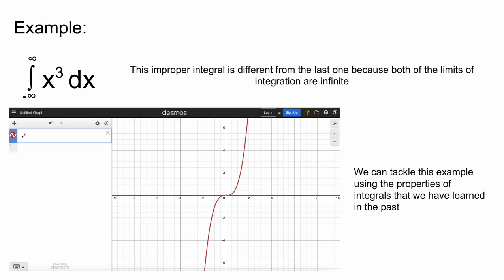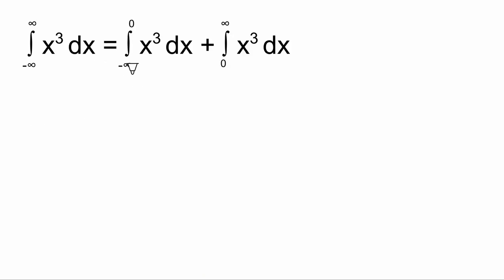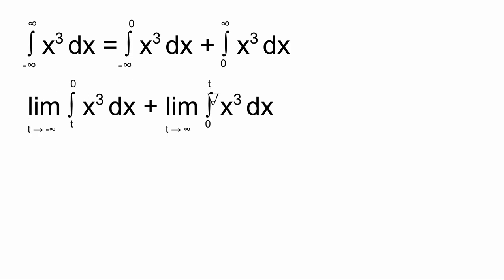So in order to address this, we need to use our properties of integrals that we have learned in the past. We can actually split this up into the summation of two different integrals, where one of the limits of integration is a constant. I chose 0 because that tends to be the easier number to work with. Because these two are actually both improper, we would need to rewrite them using our limit statements.